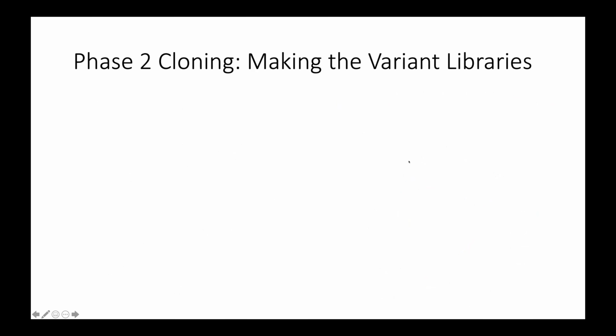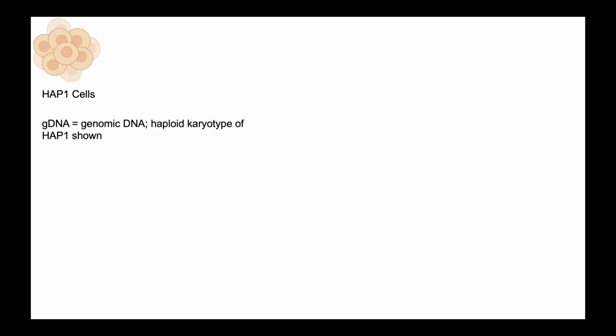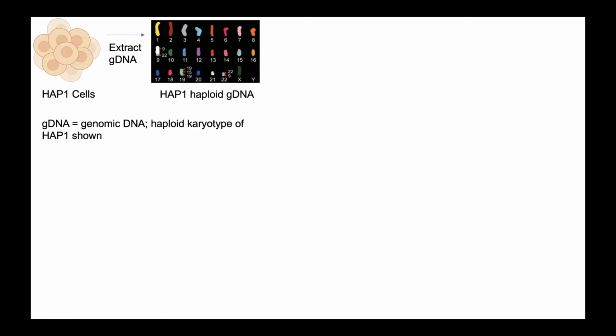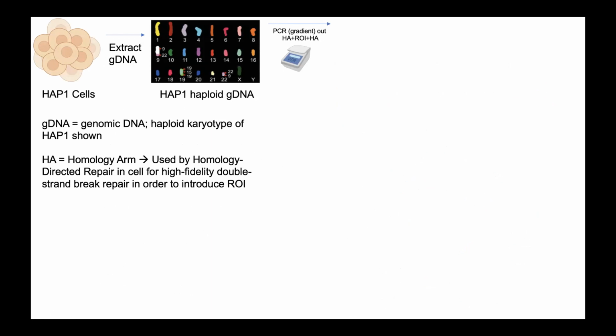And so the making of the variant libraries, this is where the cloning is really fun. You start with HAP1 cells and isolate the genomic DNA, and I'm showing you the HAP1 karyotype to remind you that's haploid genomic DNA. Then you do a PCR gradient, and what you're trying to pull out is the homology arm, region of interest, homology arm. The homology arm is used as part of the HDR template to allow the cell to find the template highly homologous, and use it to actually repair the region of interest.